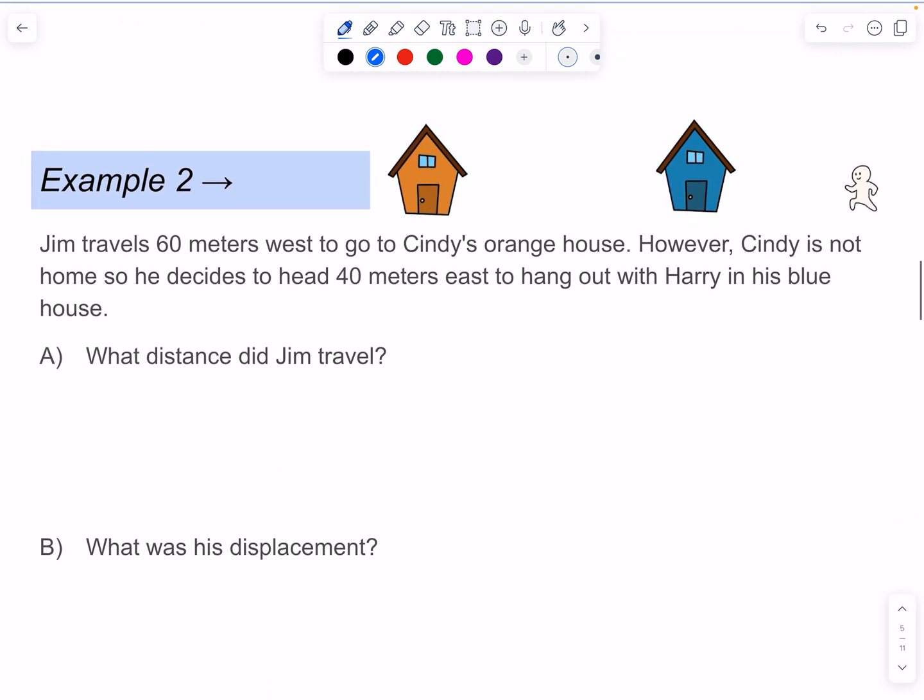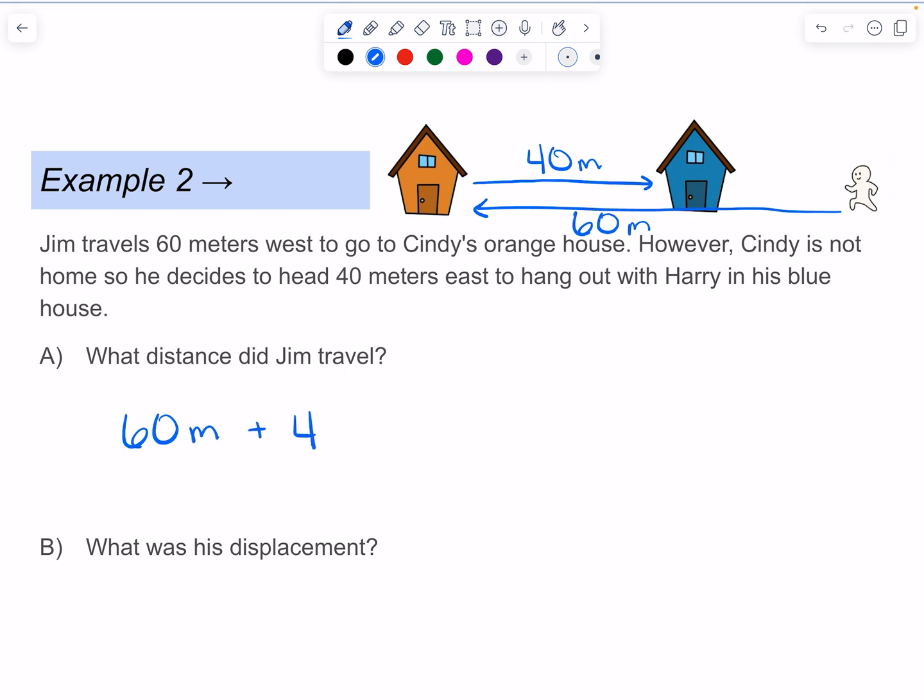So let's look at an example of this. Jim travels 60 meters west to go to Cindy's orange house. Okay, so Jim's traveling 60 meters west. However, Cindy's not home, so he decides to head 40 meters east to hang out with Harry at his blue house. Right? So what distance did Jim travel? Remember, distance depends on the entire path taken. So he traveled 60 meters first, then he traveled another 40 meters for a total distance traveled of 100 meters.